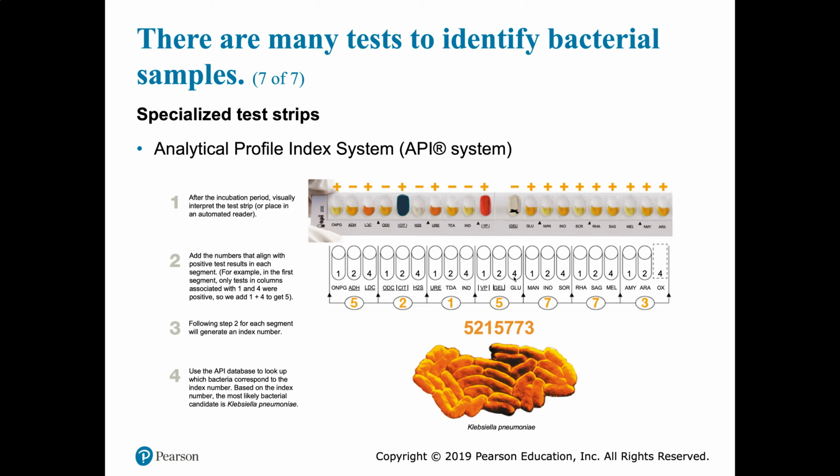Another way to test is what we call the API system, or what we call the enterotube. The technical name is the API system, but we can call it the enterotube. It is a tube that has about 15 different tests in each of its little compartments. So for each compartment, there is a different test.